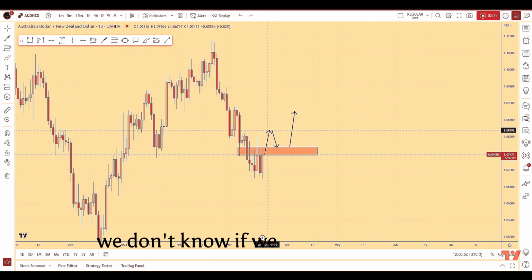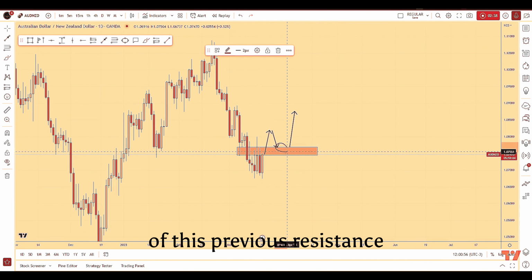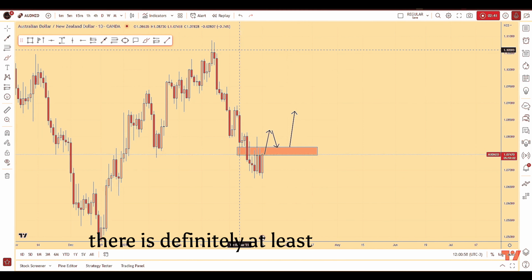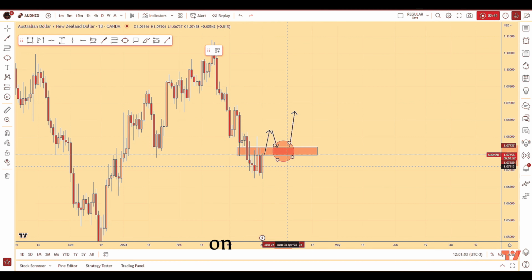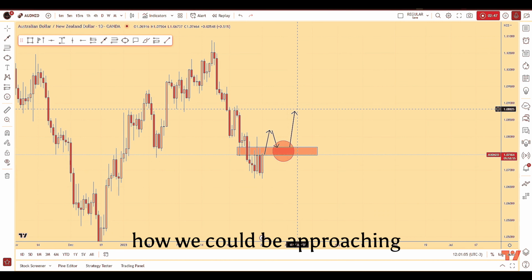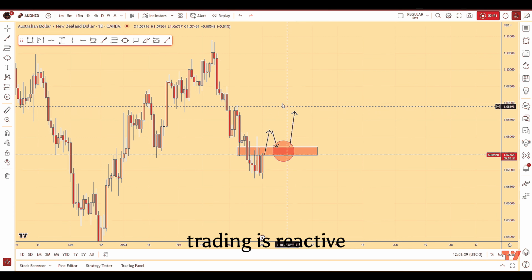So we don't know if we will get the break, but if we do get the break on the retest of this previous resistance turned support, there is definitely at least the possibility of seeing a potential rejection to the upside. So if we do get the break on the retest, how we could be approaching this potential rejection to the upside. Now, as usual, trading is reactive and not predictive.